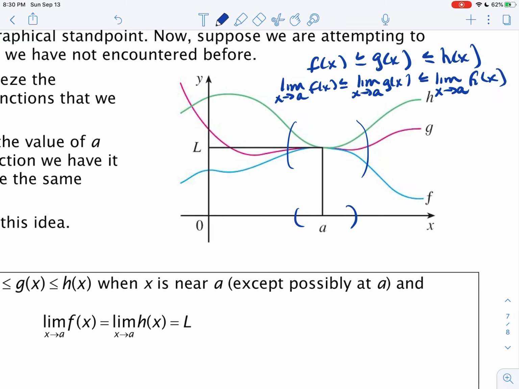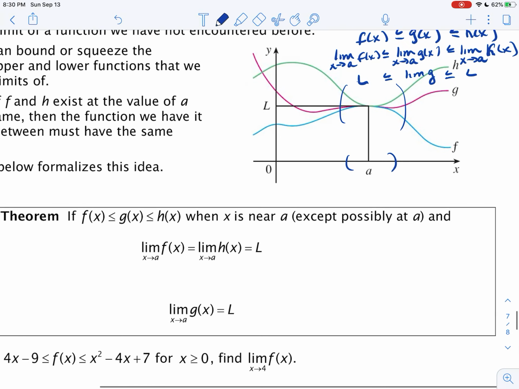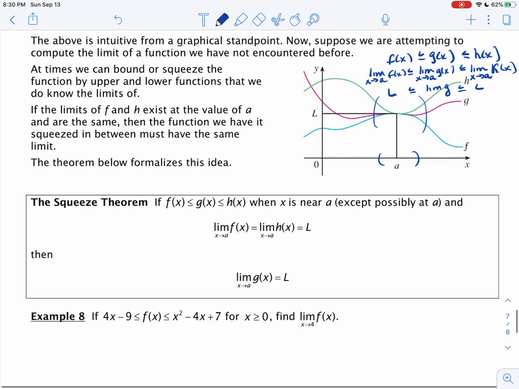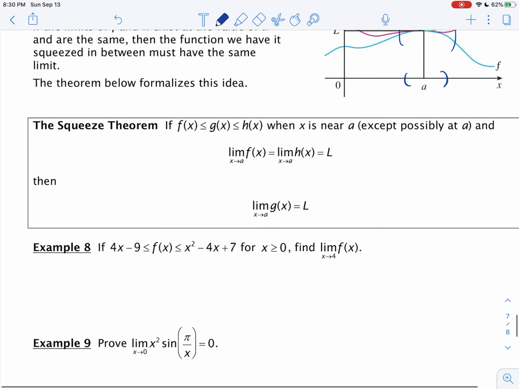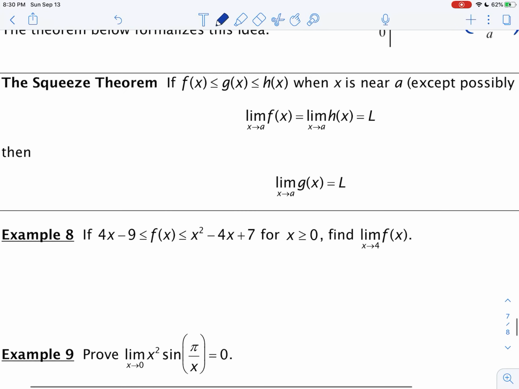And if these guys are equal to L, then L is less than or equal to the limit of g, which is less than or equal to L. By that compound inequality, the only answer g can be is equal to L as well. Good. So here we have two examples, and the bottom one is the fun one, and it does require some fundamental trig facts.